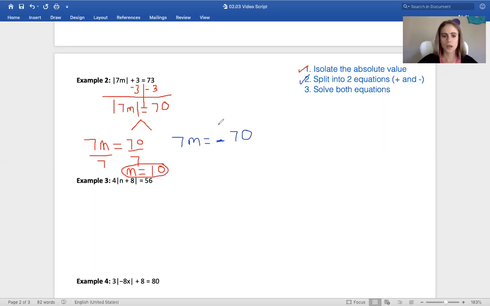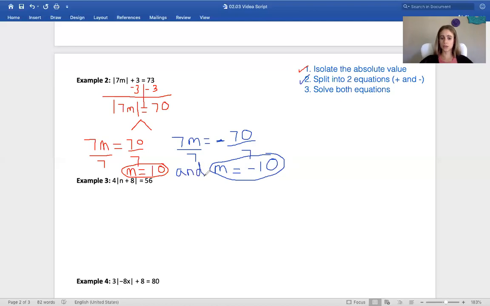All right, now let's solve our other one, our blue negative. Inverse for multiplication is division. But here we have negative 70 divided by 7, so we'll have a negative 10. And both of these are our answers because either value for m is a solution to this equation.